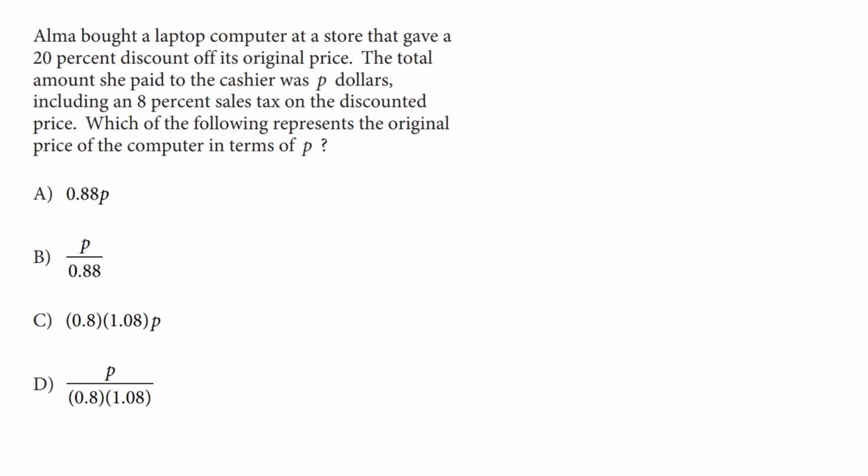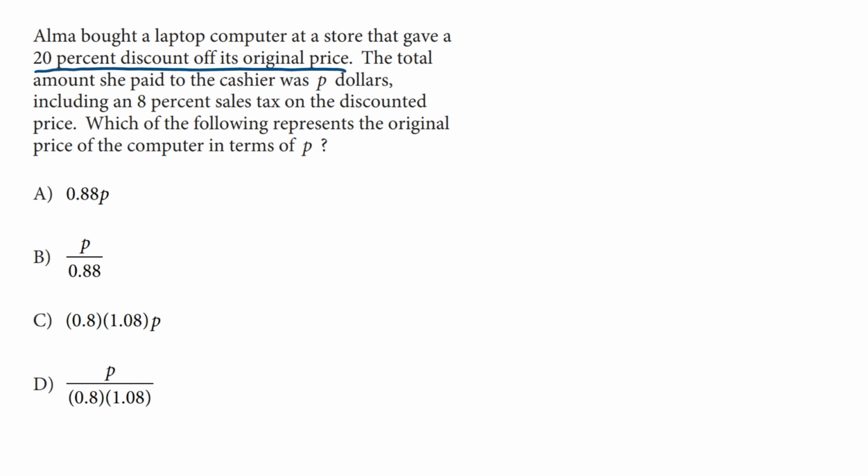Alma bought a laptop computer at a store that gave 20% discount off its original price. The total amount she paid to the cashier was P dollars, including an 8% sales tax on the discounted price. Which of the following represents the original price of the computer in terms of P? So we know that Alma received a 20% discount off its original price.